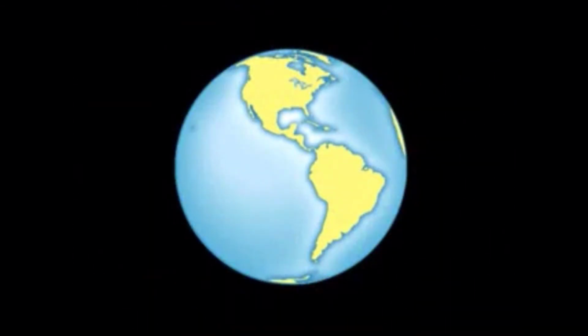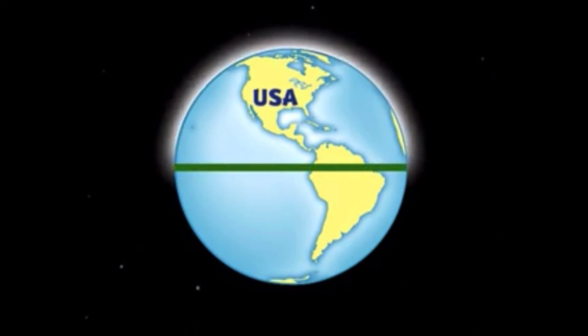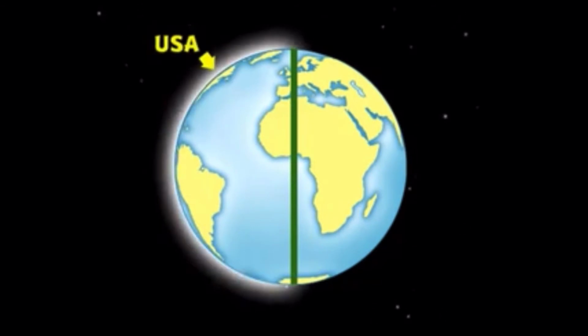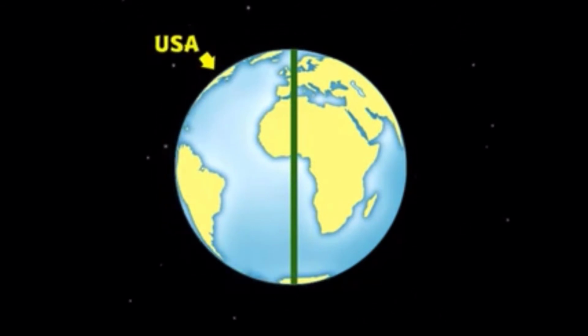So, in what hemispheres is the United States located? If you divide Earth at the equator, you see that the United States is in the Northern Hemisphere. If you divide Earth at the prime meridian, you see that the United States is in the Western Hemisphere.